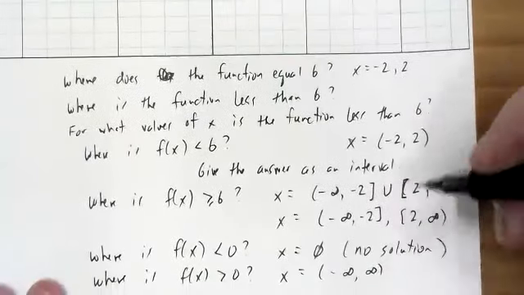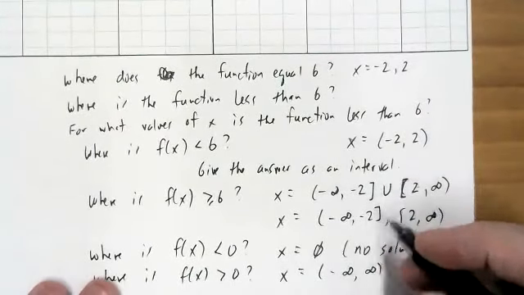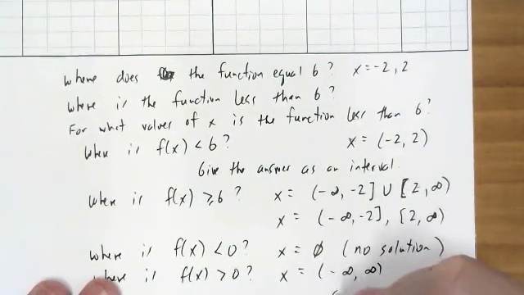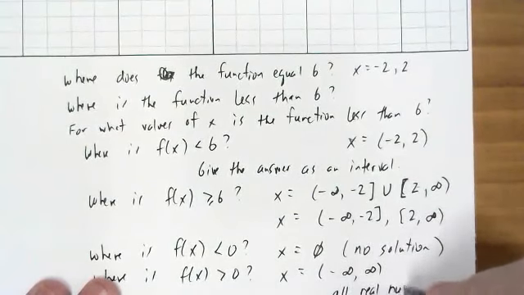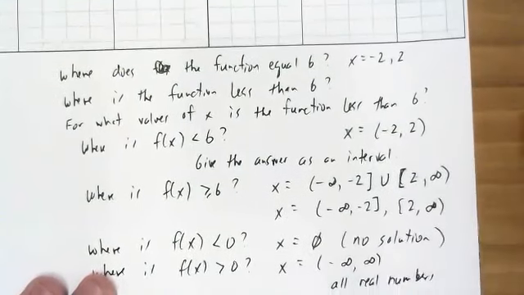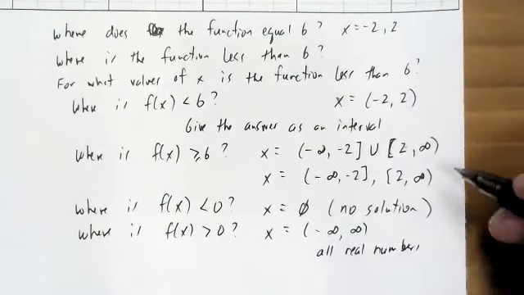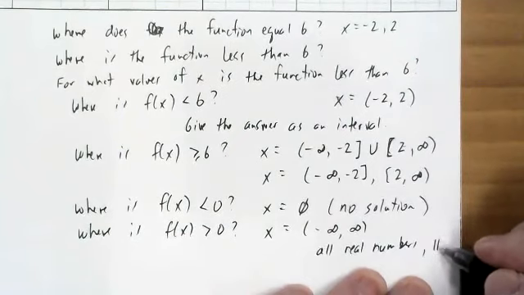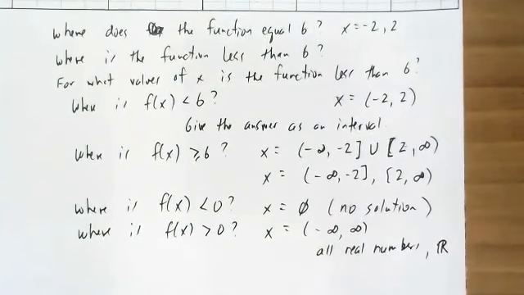Sometimes when you have a solution like that, instead of an interval, they'll just say all real numbers. And there's a special math symbol for all real numbers. It's like a double vertical line turned into an R. That little math symbol stands for all real numbers.